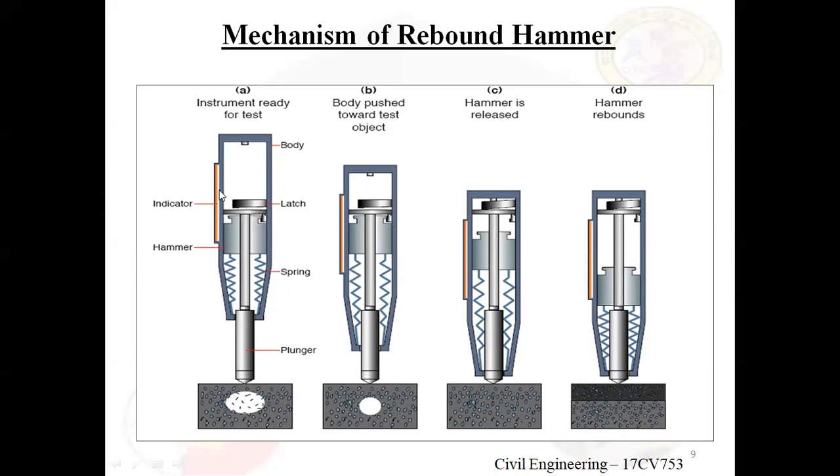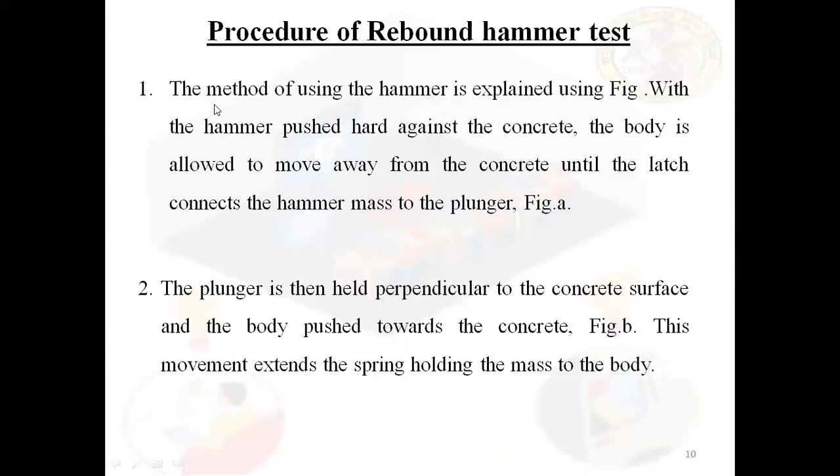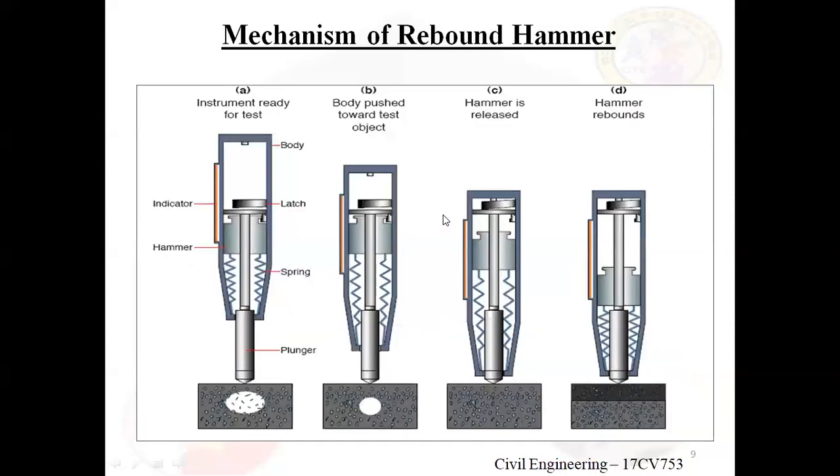You can observe here the body is pulled from outside. Here the hammer is ready to apply the load. The method of using the hammer is explained in the figure. With the hammer pushed hard against the concrete, the body is allowed to move away from the concrete until the latch connects the hammer mass to the plunger. So the body is pushed towards outside so that it connects the latch.